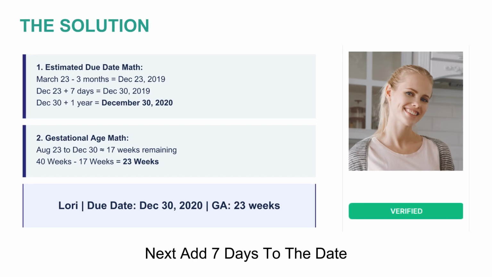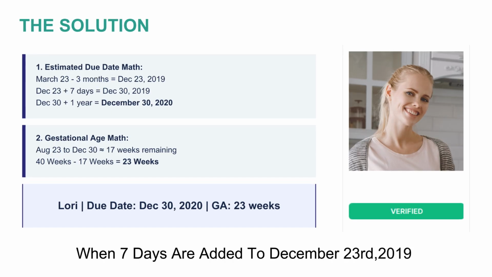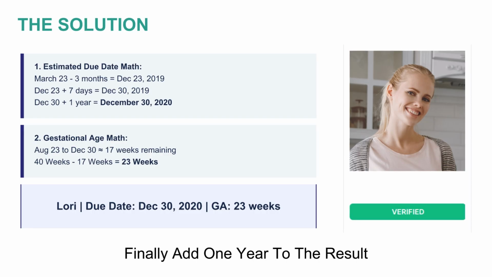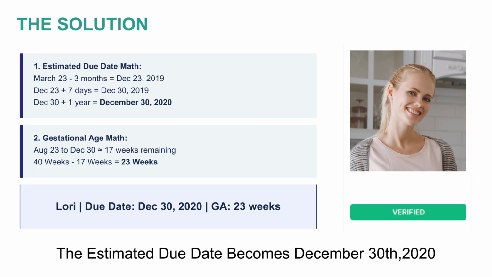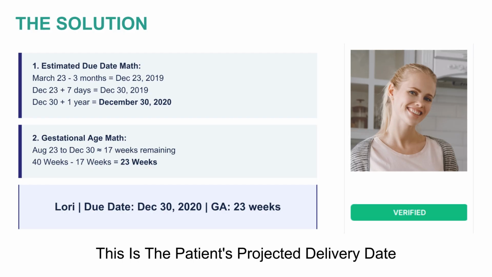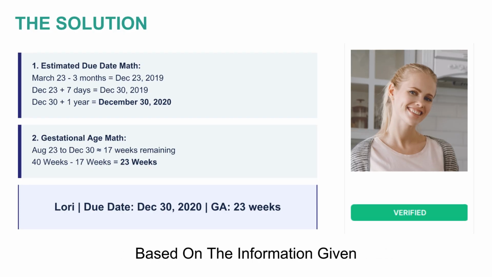Next, add 7 days to the date. When 7 days are added to December 23rd, 2019, the new date becomes December 30th, 2019. Finally, add 1 year to the result. After adding 1 year, the estimated due date becomes December 30th, 2020. This is the patient's projected delivery date based on the information given.